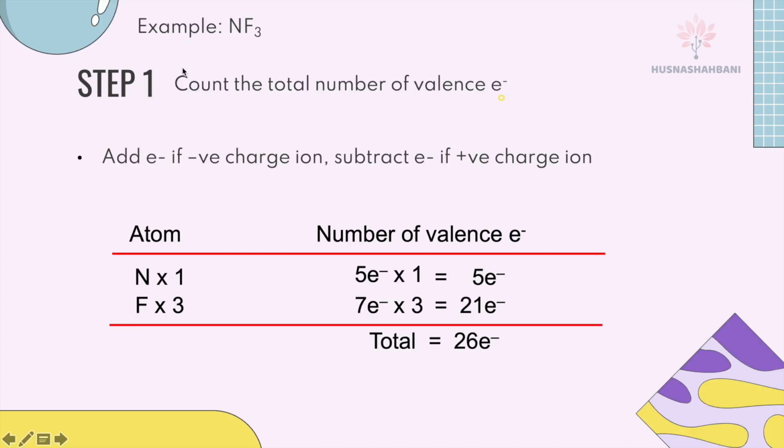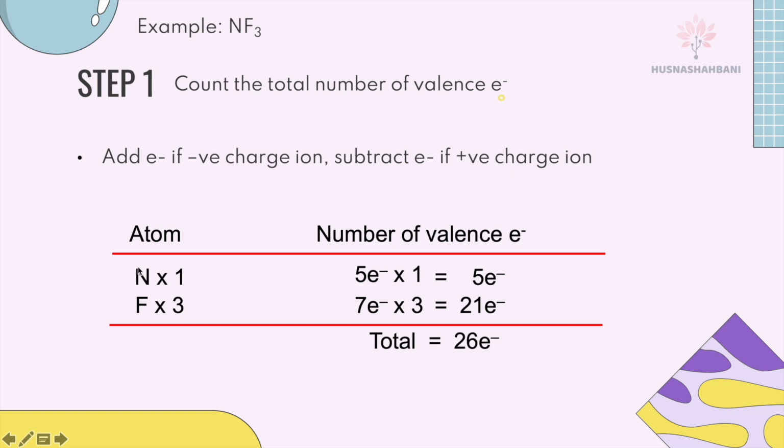Okay, step number 1. For example, NF3. We need to draw the Lewis structure for NF3. The first step, you have to count the total number of valence electrons, not the total number of electrons of NF3, just the total of valence electrons. You have to add electrons if this is negative charge ion, but subtract the electrons if this is positive charge ion. But our NF3 is a neutral compound, so you don't need to add or subtract, just count the total number of valence electrons of NF3.